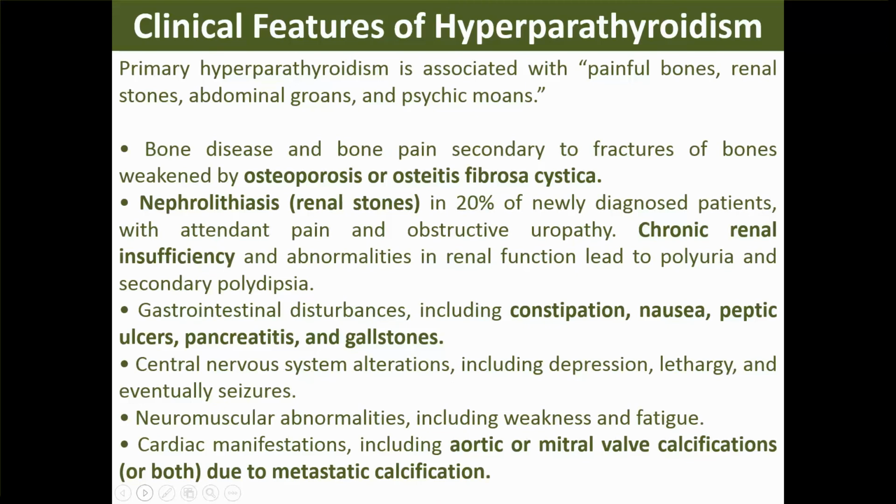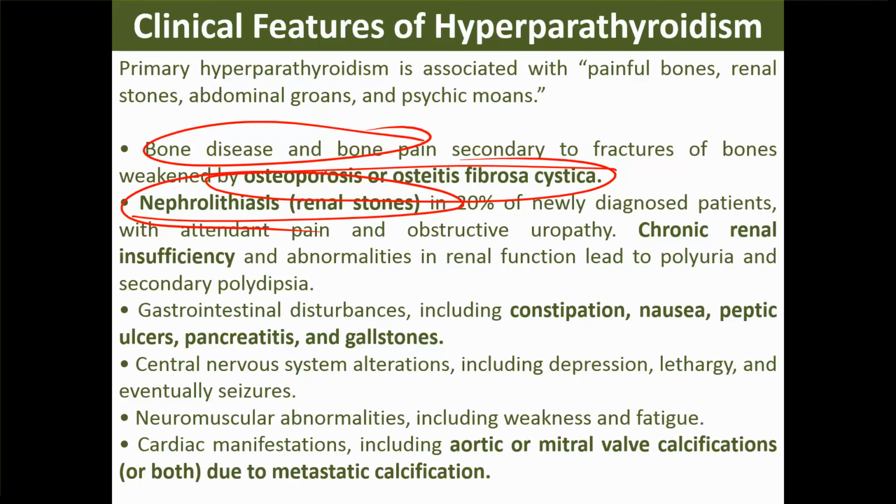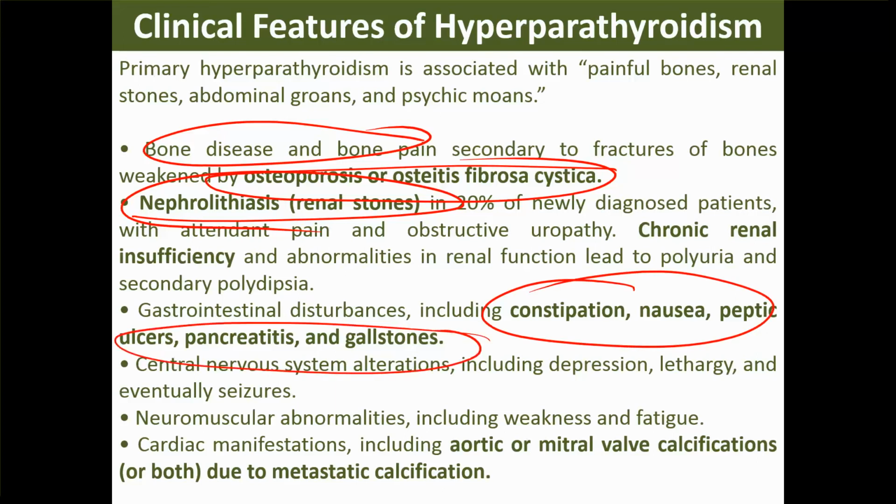So now coming to the clinical features of hyperparathyroidism, they affect the bone because they increase the osteoclastic activity and they produce osteoporosis or osteitis fibrosa cystica, and they also produce nephrolithiasis, renal stones, and remember they also produce constipation, nausea, peptic ulcer, pancreatitis, gallstones, and they produce seizures and depression, and they make the patient lethargic. Actually they depress the central nervous system, and they produce metastatic calcification.